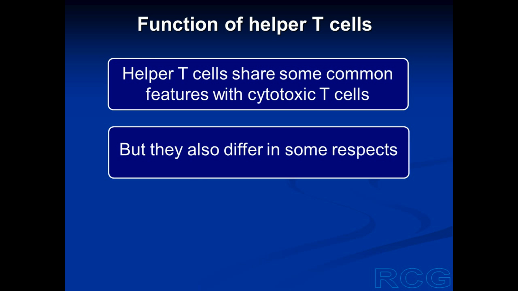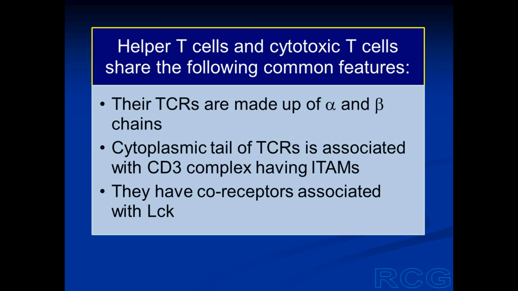The second type of T cells are helper T cells, and they have a different function. But there are certain common features between helper T cells and cytotoxic T cells. But these two types of cells also differ in certain respects. The similarities between helper T cells and cytotoxic T cells are, both of them possess T cell receptors.